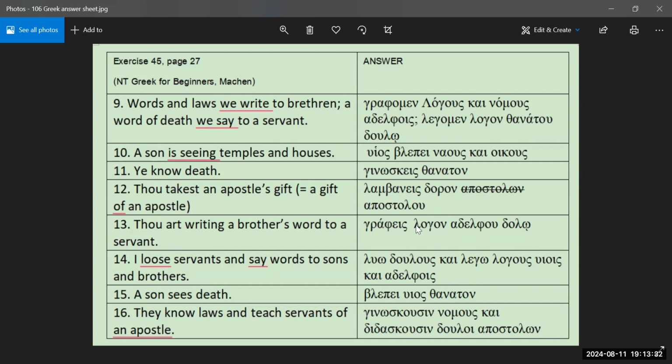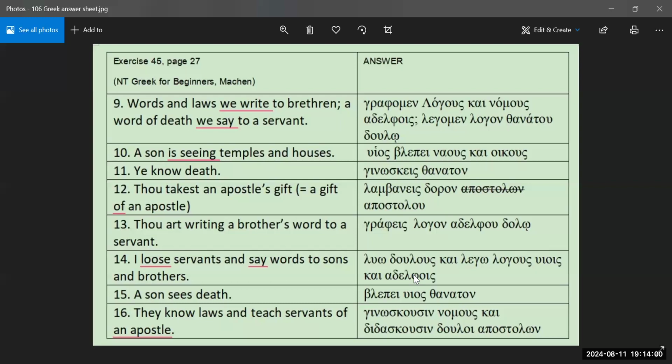Logon, a word. That's quite simple now. It should be forming in your mind. This is simple. You see this? It just means a word. Of a brother. And then dolo, to a servant. That's a servant. So you are writing a word of a brother, and then to, see the iota subscript, that'll tell you that this is a servant, that's a singular, and to a servant.